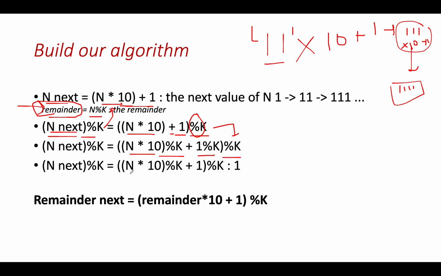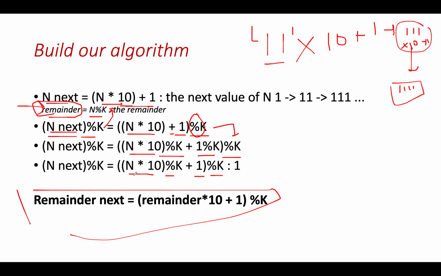Going forward, what do we get? We get n into 10 modulus k plus 1. Why plus 1? Because 1 modulus k always leads to 1. It can never be anything other than 1. And the modulus k remains as it is. So in general, what we can formalize, we can say that next remainder is equal to remainder into 10 plus 1 modulus k. How? We have replaced n modulus k by the variable that was stored here as remainder.